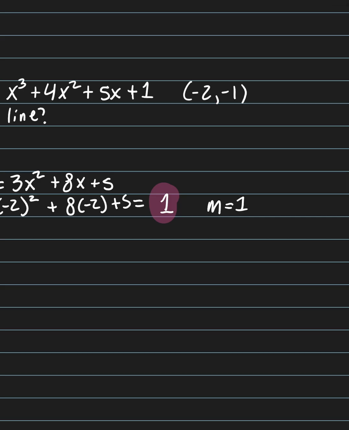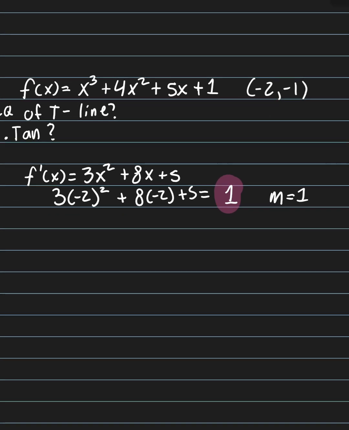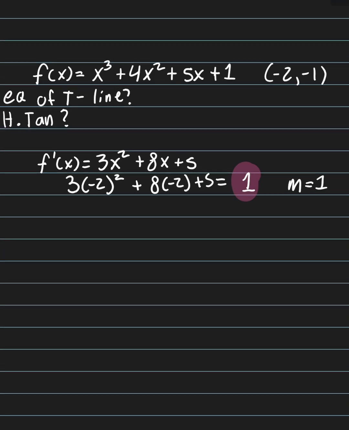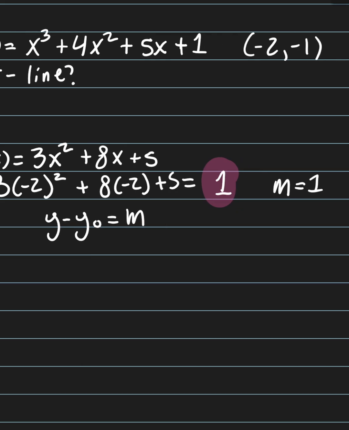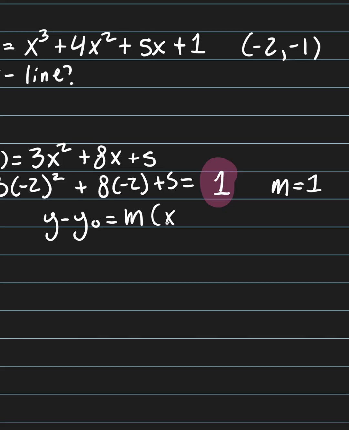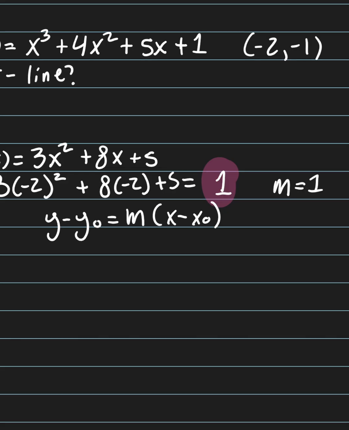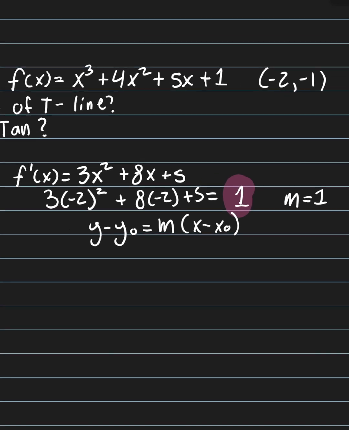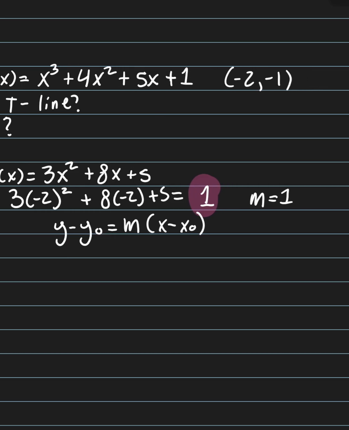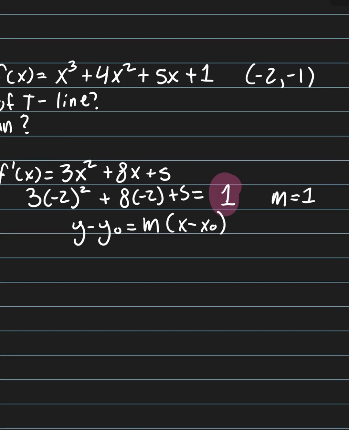m equals 1. Now, we should know point slope form, I believe is the name of it. y minus y naught equals your slope times x minus x naught. Okay. All right. So what's our y? Well, we don't know yet. And what's our y naught? Our y naught and x naught are up here. So let's use those to plug it into the equation.